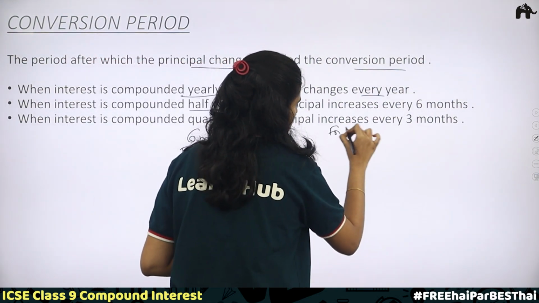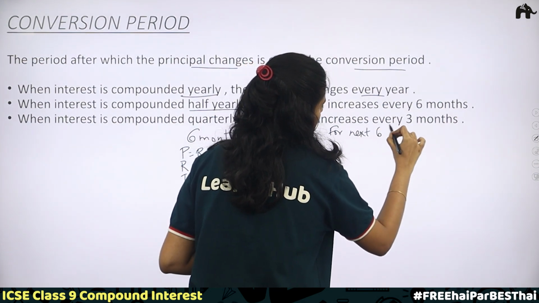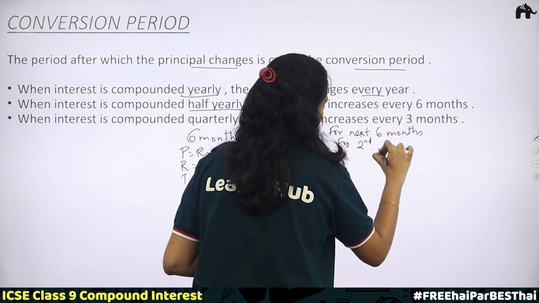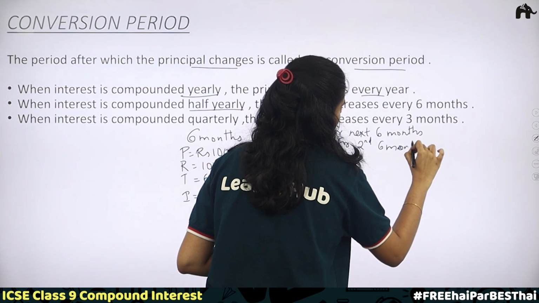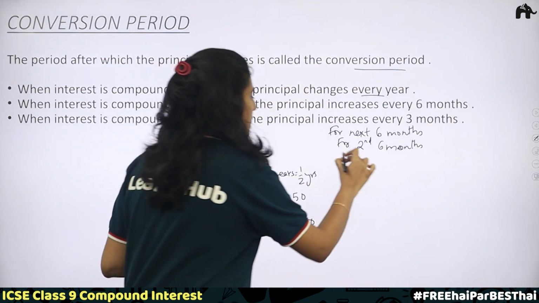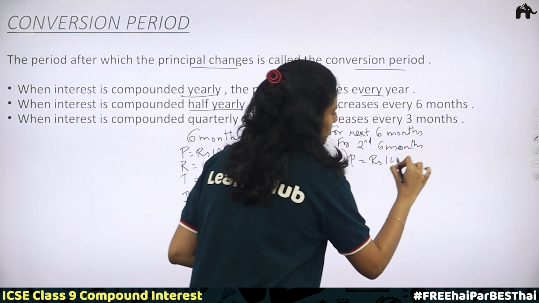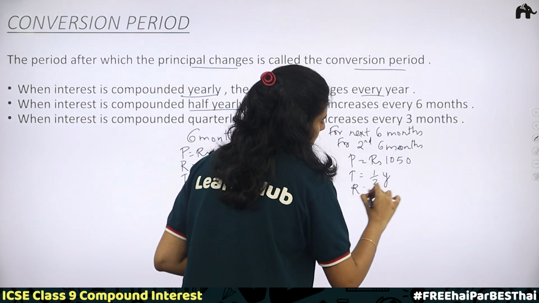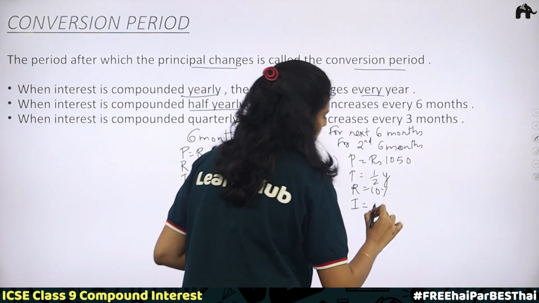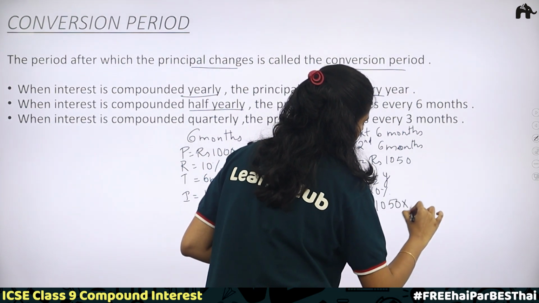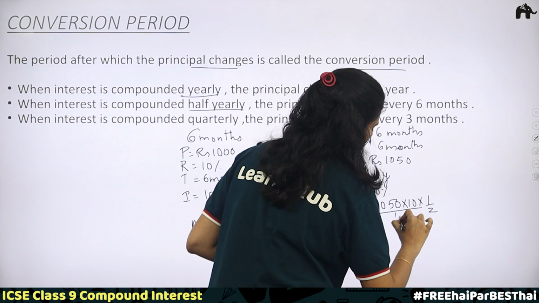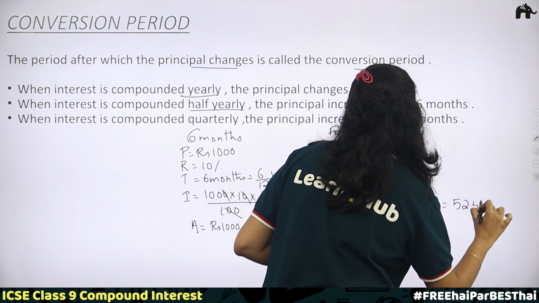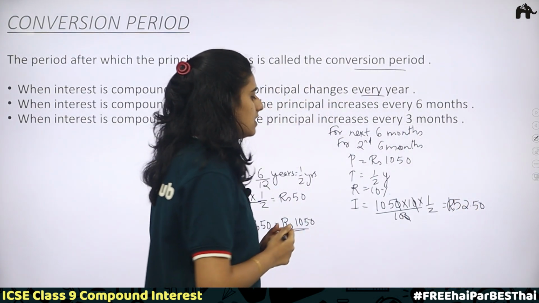So, for next 6 months, or for second 6 months, or you can say for second half year, the principal will be rupees 1,050. Time will again be half years. And rate of interest is same, 10%. Here the interest will become 1,050 into 10 into 1 by 2 divided by 100. Cancelling out zeros, you will be getting 52.50. So, rupees 52.50 is your interest.